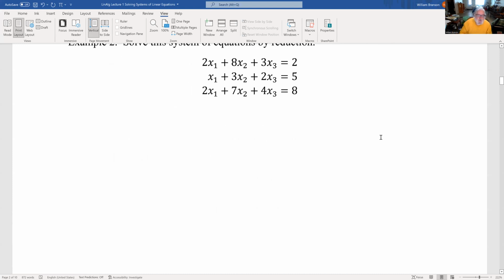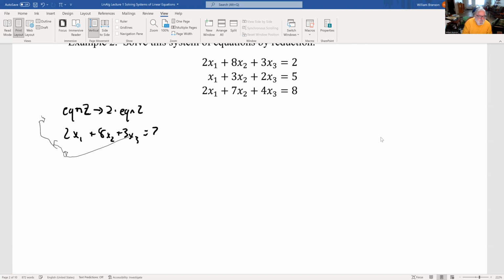So we want to solve this by reduction. So what do we want to do? First thing I'll do is I will replace the second equation, equation 2, by 2 times it. I'm allowed to multiply by non-zero numbers. And that gives me this set of equations. Leave the top one alone. Multiply, oops, don't know what that is. It's a little annoying.